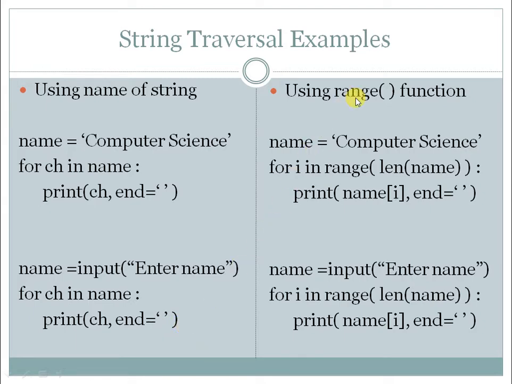Now, the second type is using the range function. Same example, name is equal to computer science. Now we will use the length and the range function. For i in range, you know that there are two types of syntaxes for. One is this, for variable in sequence. Another is for variable in range, length of name. So the length of this string will be used and we will use the range function.